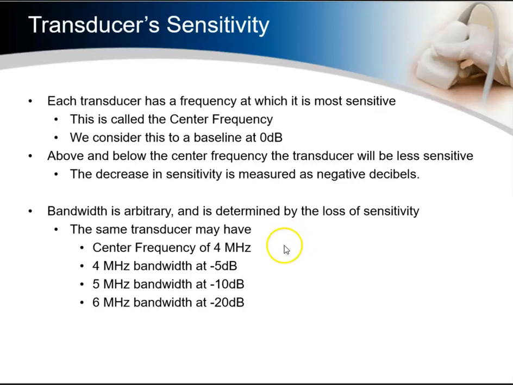So a single transducer may have a center bandwidth of 4 megahertz, 4 megahertz bandwidth at minus 5 decibels, 5 megahertz bandwidth at minus 10 decibels, and a 6 megahertz bandwidth at minus 20 decibels. This is the same transducer. We're just saying that our arbitrary measurement of bandwidth is determined by where we're setting the loss of decibels.